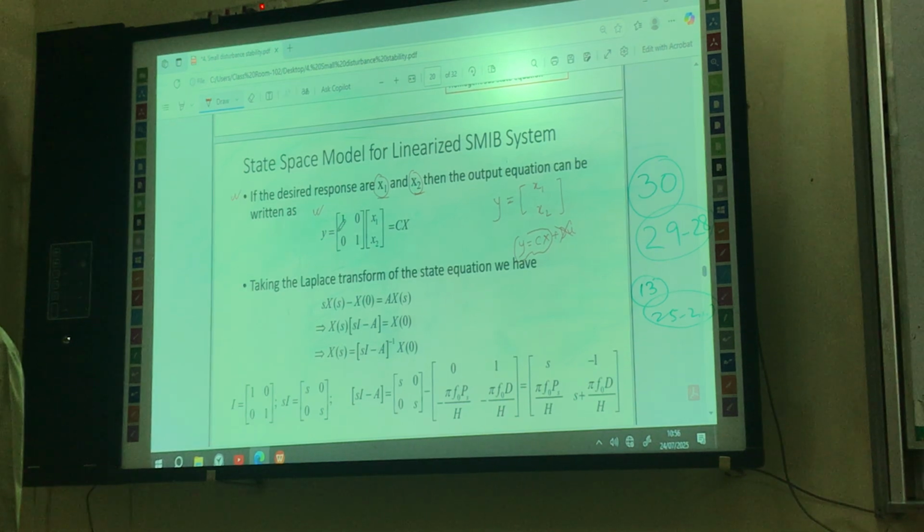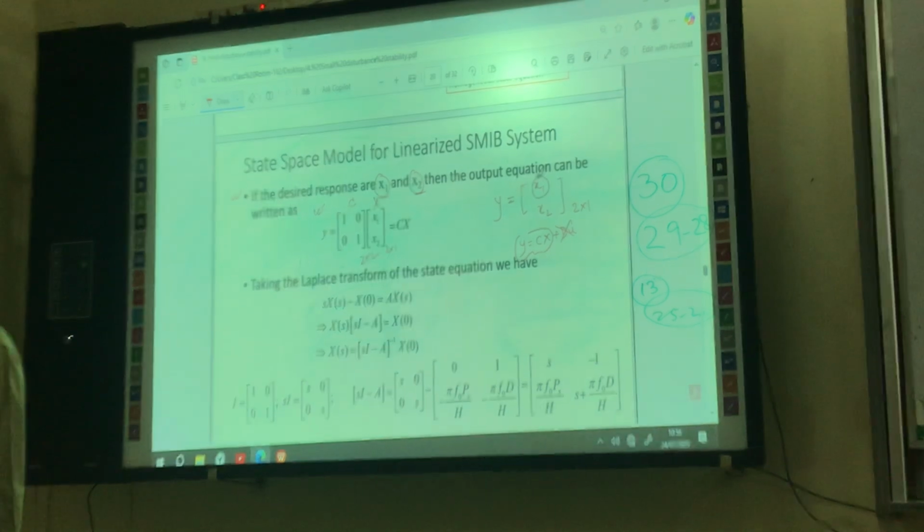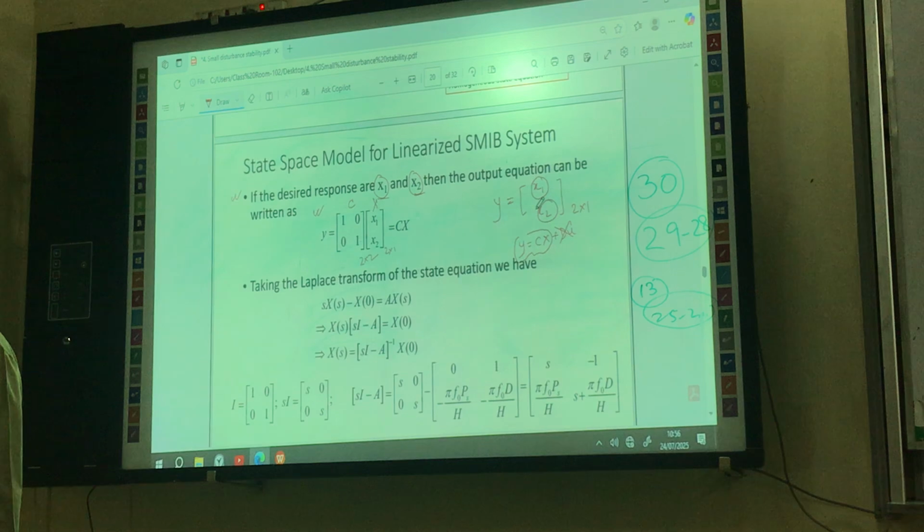Now if this is x, what will be our C? We can easily find it, because y is of size 2 by 1 and this x size is also 2 by 1. So what should be the size of this C matrix? It should be 2 by 2. And how will we put the entries of this C matrix? Your y is x1 and x2, so the first row should be 1 and 0, and the second row should be 0 and 1, so that you get x1 for the first element and x2 for the second element. This is very simple. So this is the C matrix.